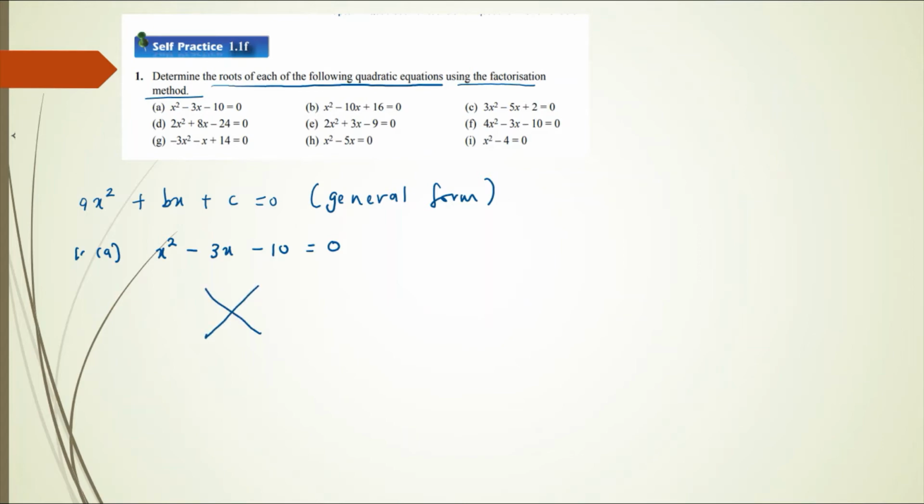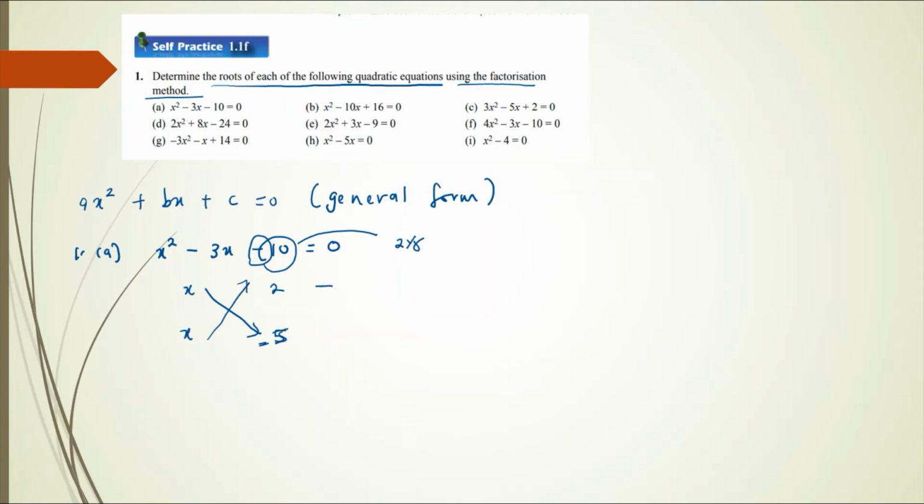Okay, x squared is the product of x times x. So 10 is the product of 2 times 5, right? So we write 2 and 5. But here we have a negative sign, so either you put it here or here. But to get -3, we must put the negative sign at the number 5 because we do cross multiplication.